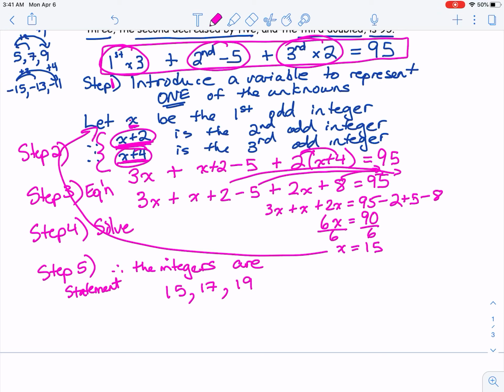Okay, there are questions like this in your homework. Follow this example as you go through, and I'm going to stop this video here, and I'm going to do the next one on another video.